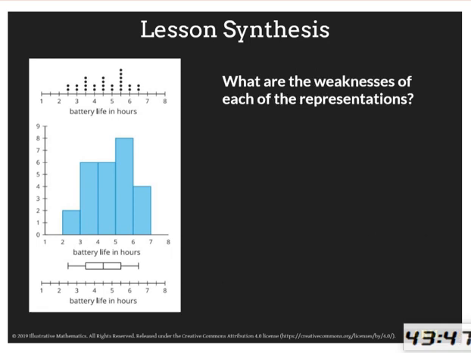Okay, what are the weaknesses of each of the representations? Let's quick write for about 30 seconds. Go. 44:20.